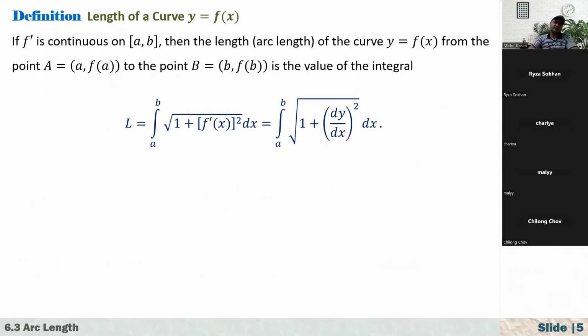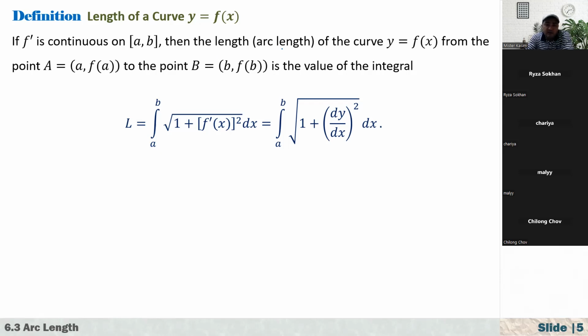Now we can give this as a definition. If f prime is continuous on [a, b], that means we don't have any discontinuity. Otherwise, somewhere it is disconnected, and we don't know what kind of discontinuity it is.